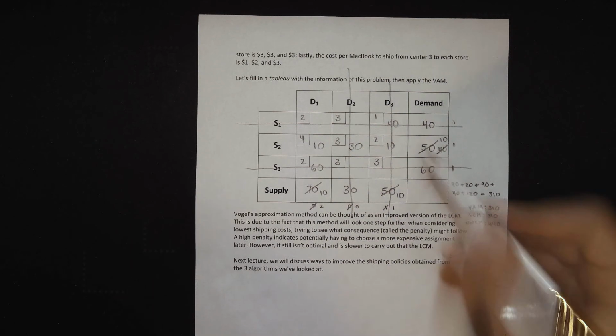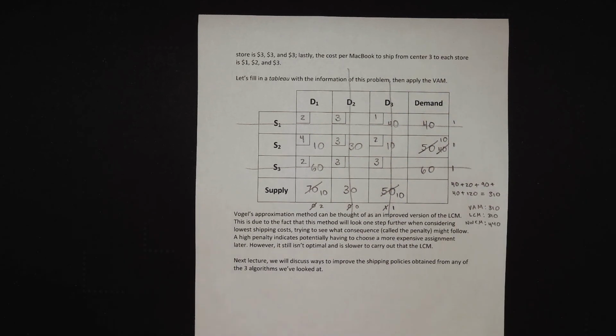All right. So you get the feel for that, or that'll make more sense as you do more examples. However, Vogel's approximation method is still not optimal. It's not guaranteed to give you an optimal solution. And it's slower to carry out than the least cost method, and certainly the northwest corner method. So it's just this cost-benefit analysis when using these algorithms, so have that in mind. This may be better, but you do need to consider, for practical applications, the time it would take to actually compute this and get that better solution. So it may not always be worth it.